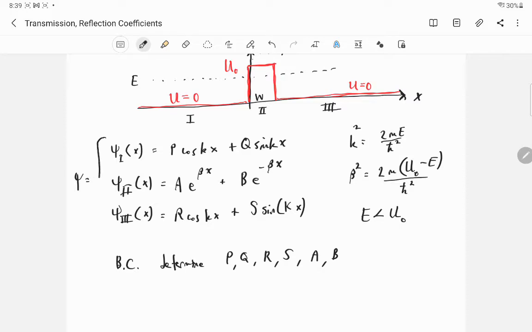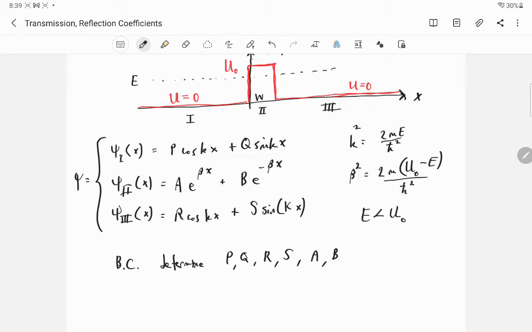All right, so what we found from using Schrödinger's equation is this regional solution for psi. We solved the time-independent Schrödinger equation, and we got the wave function shape in the three regions. But you can see there are 6 undetermined constants so far: P, Q, R, S, A, and B.